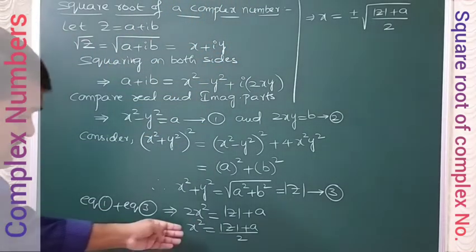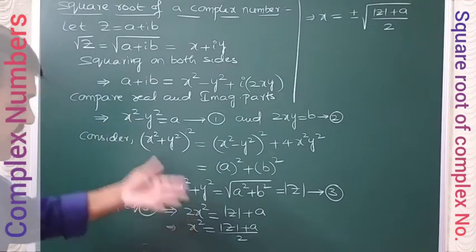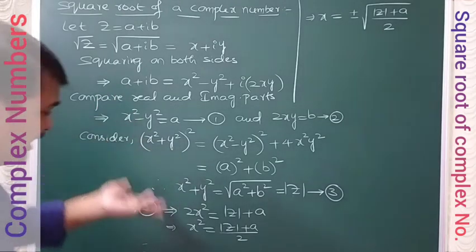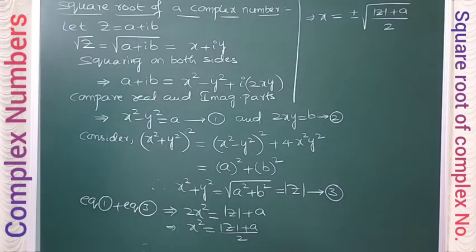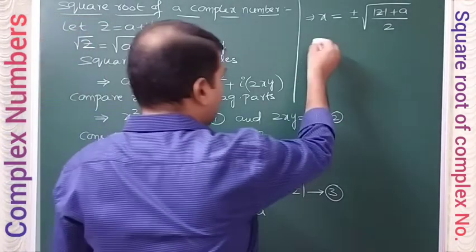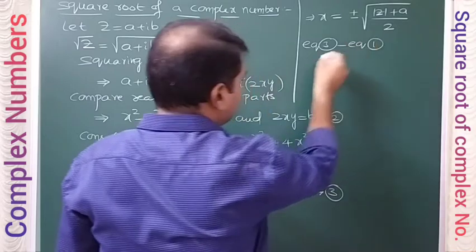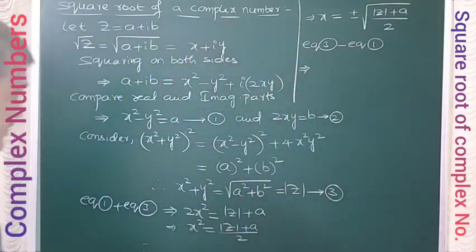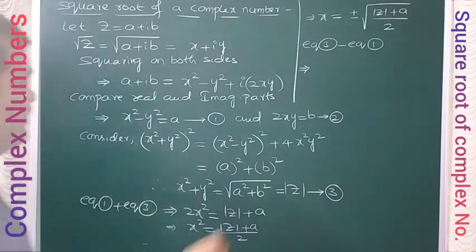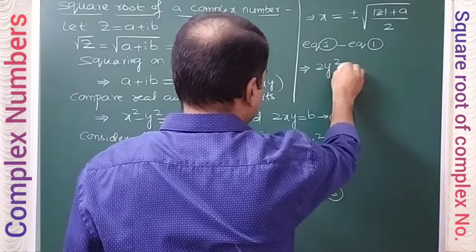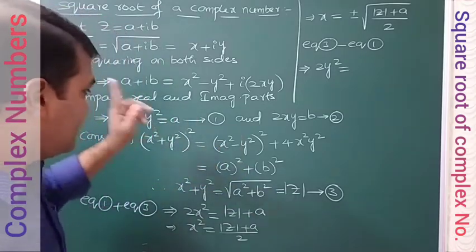When you substitute this x square value in equation 1 or 3, you will get y square also. Or you can do subtraction of equation 1 and equation 3, of course. So let me do just solving 1 and 3. Let me do equation 3 minus equation 1. So x square minus x square cancel. y square plus y square means 2y square is equal to 3 minus 1, so mod z minus a.